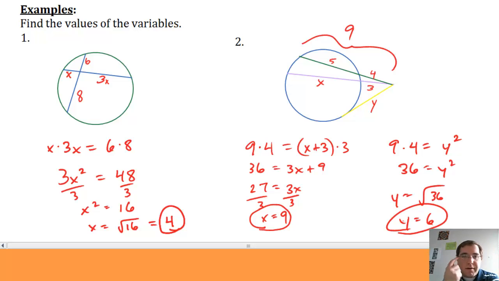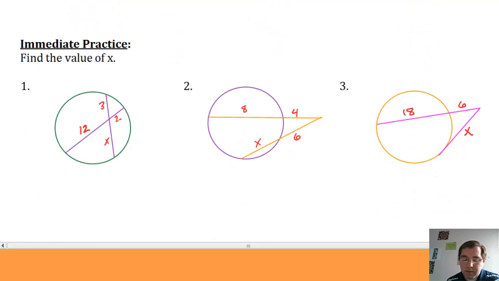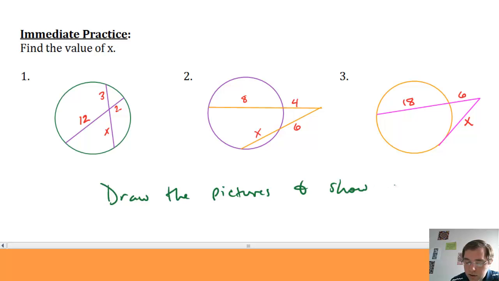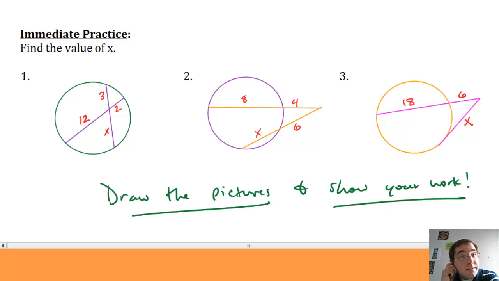So number 1 was an application of our first theorem today. Number 2, we used the second theorem to find x, and we used the third theorem to find y. Do the same thing on your immediate practice problems. Find the value of x. Make sure you draw the pictures and show your work. Do both, or you'll get a 0. That is the end of section 9.7.